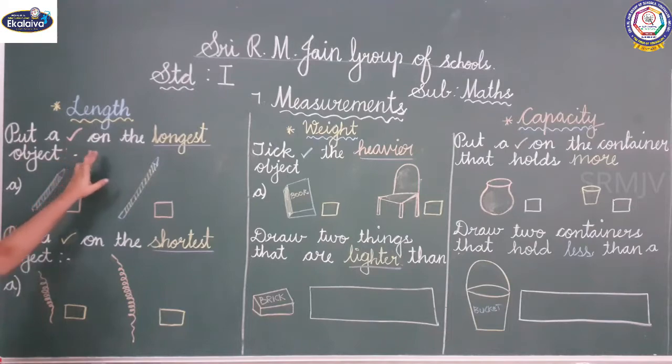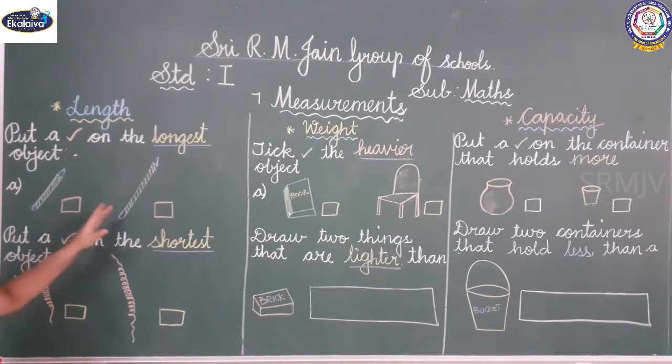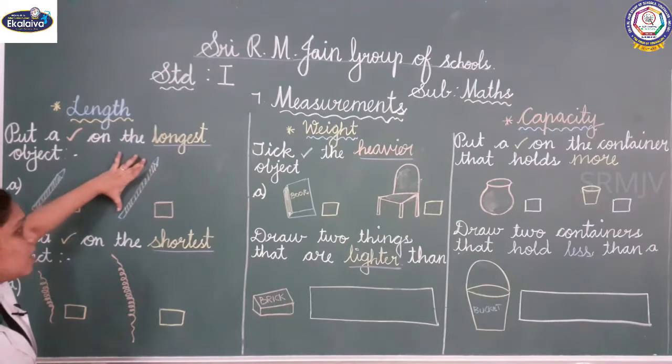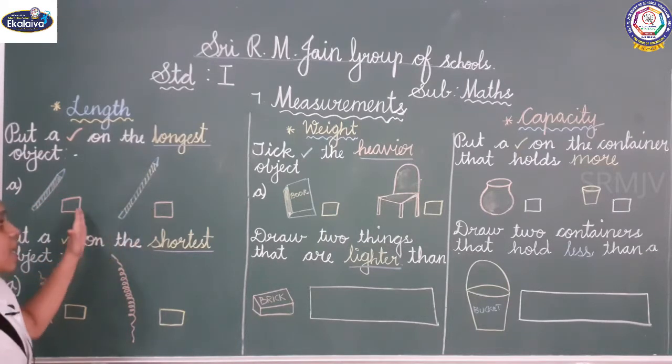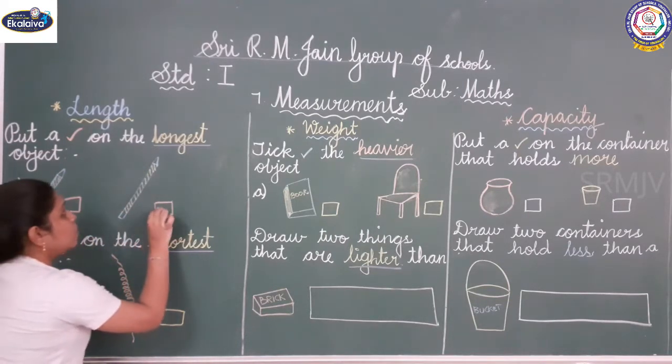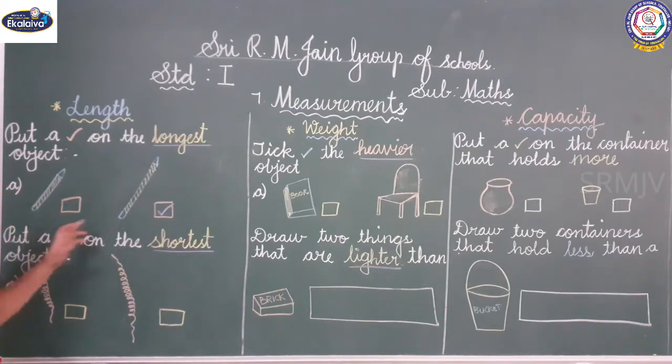Put a tick on the longest object. Okay, I have drawn some pictures on the board. See, what picture is this? Yes, this is a pencil. In this, we are going to see which is the longest one. See, compare the length. This is the first one. The length of the pencil is this one. And the second one is the longer one. When you are comparing these two things, this is the longest one. So, we have to tick the longest pencil.